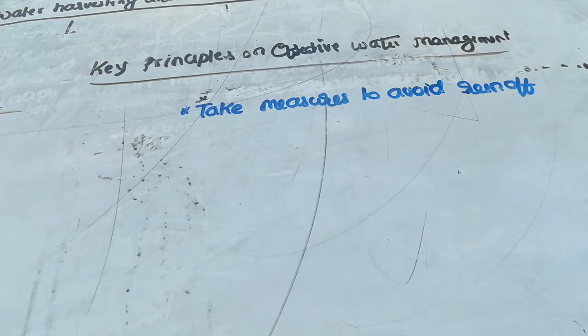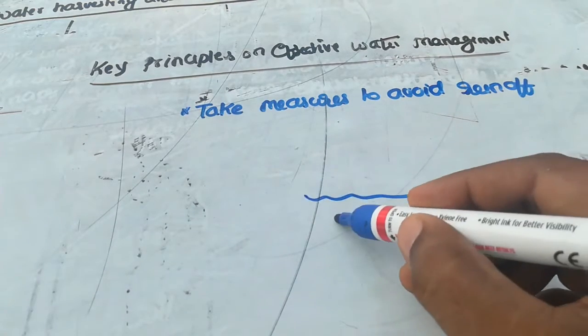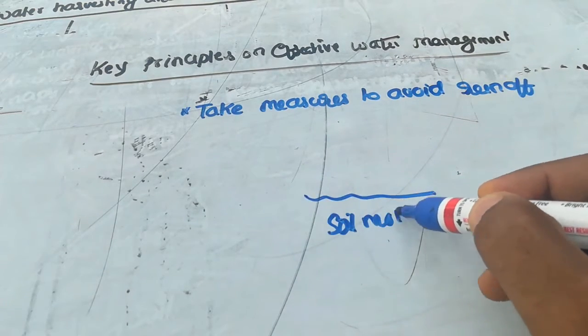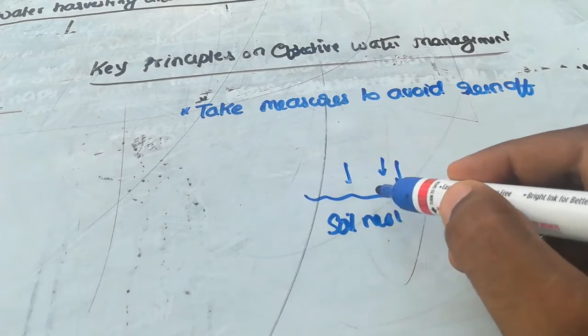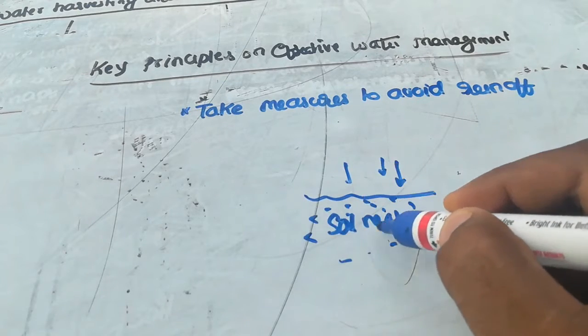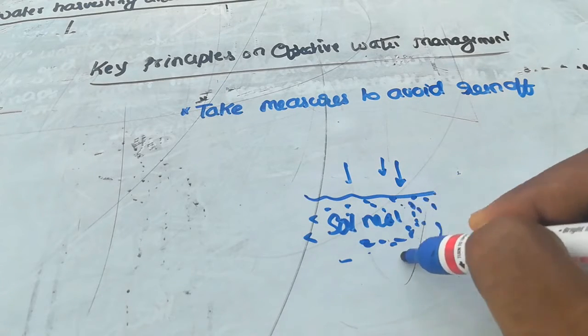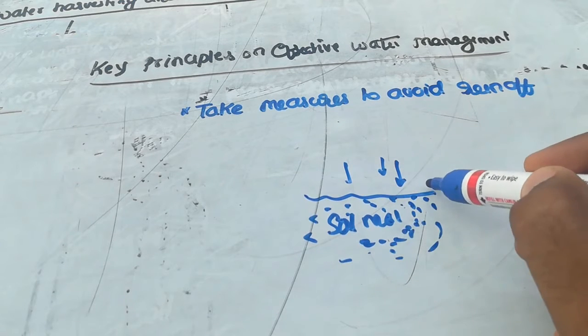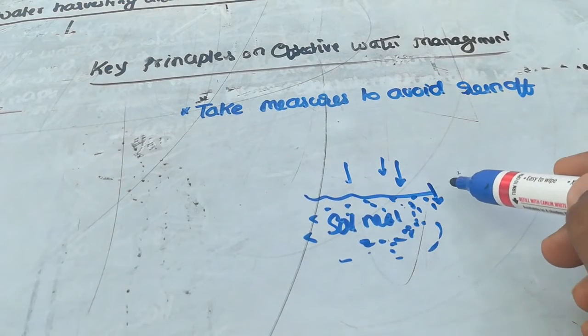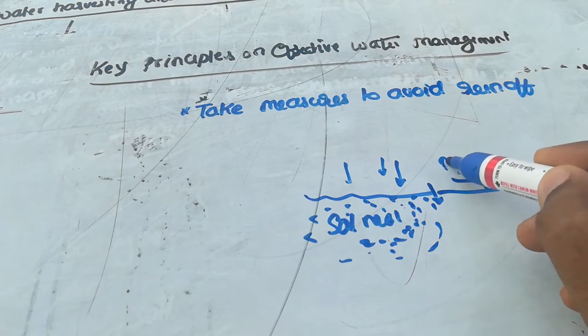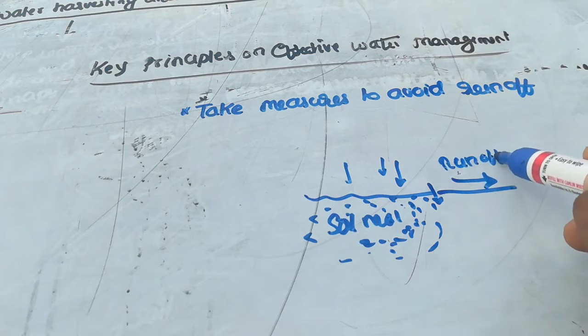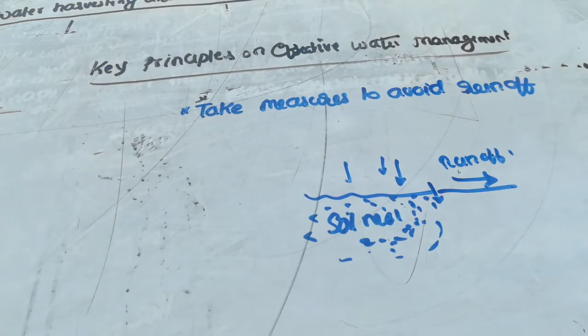Runoff happens when the soil moisture is totally filled with water and rainfall comes. The rainfall does not infiltrate the soil, so it is converted into runoff. Water is not absorbed by the soil but runs across the surface. This is called runoff. So how can we store this water?